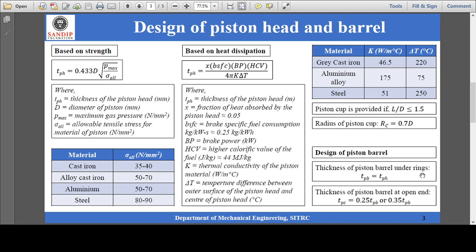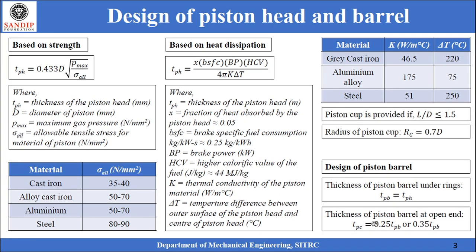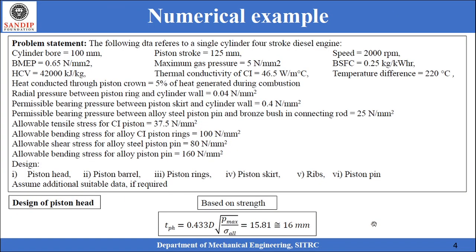Thickness of the piston barrel near the rings is TBP is equal to TPH. Thickness of piston barrel at the open end can be smaller since it is not subjected to any strength requirements. Let us try to understand all this concept with the help of a numerical example.